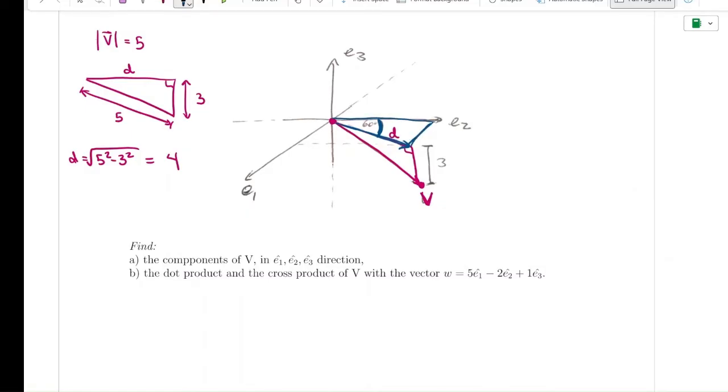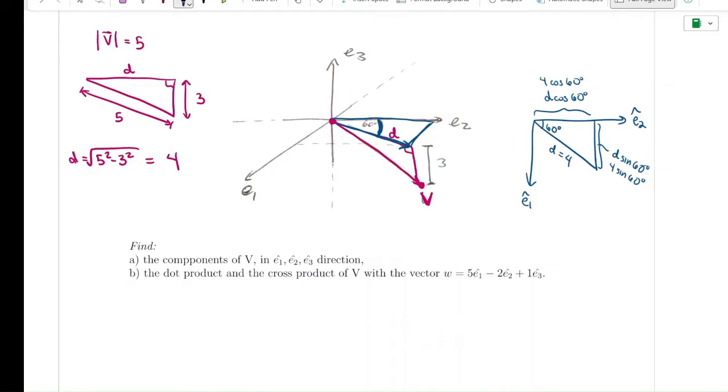And when we draw that on the E1, E2 hat plane, it looks like this. So this angle is 60 degrees. This length, which is d, is equal to 4. So from cosine-sine relations, we can write that in the E1 hat direction, this is equal to d sine 60 degrees, and then this is equal to d cosine 60 degrees. So that's just 4 cosine 60, and then 4 sine 60.